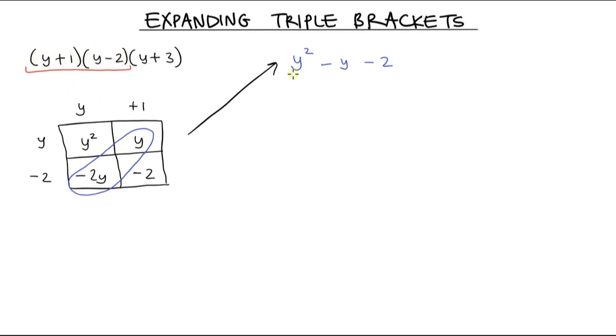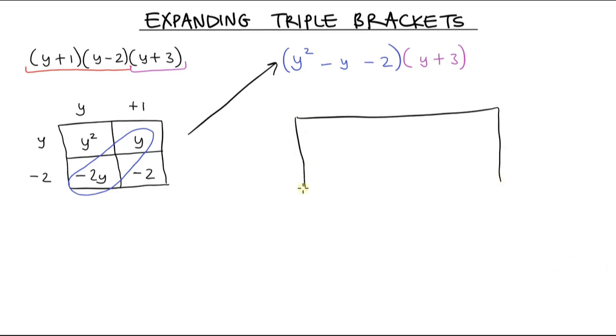So these 2 here. And I'm just going to put those in brackets, and now I'm going to multiply that by my final set of brackets. So in purple here, we've got y plus 3. Now I'm again going to use the grid method, so I'm just going to draw another grid. Let's make it a bit bigger this time because we've got slightly more terms. So this time it's going to be a 3 by 2 grid.